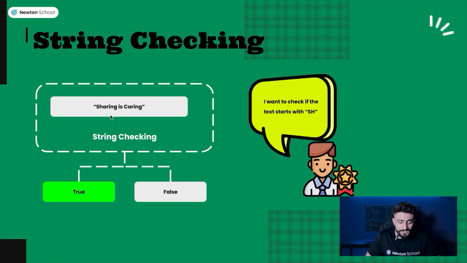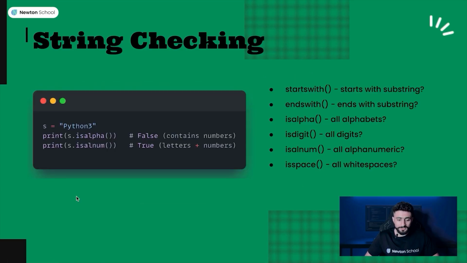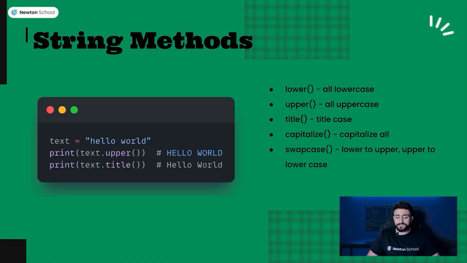So let's say I have the string sharing is caring. In string checking, I want to check if the text starts with sh. Does it start with sh? Yes, true, right? So sh is part of sharing is caring, so it will return true. So what are the methods available for string checking? Earlier, the methods we have seen were general string methods, like making it lowercase, uppercase.